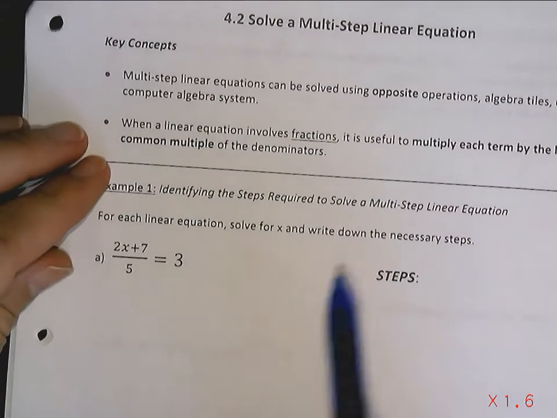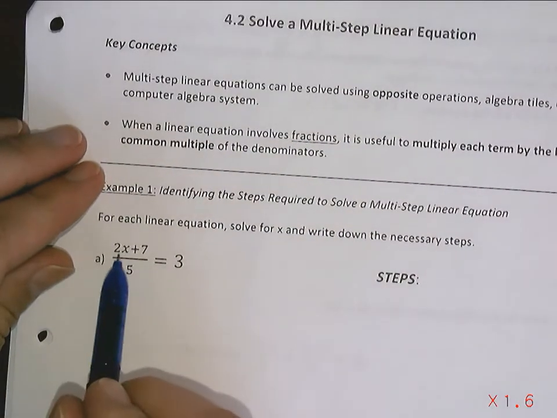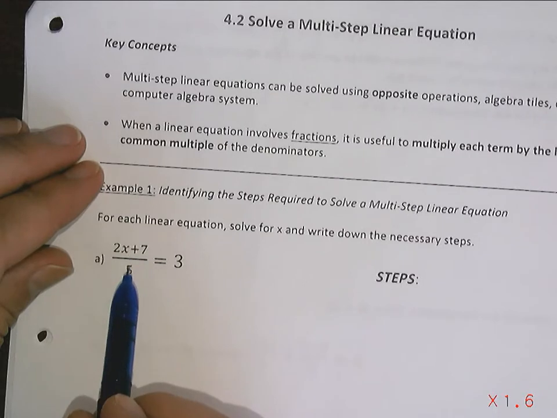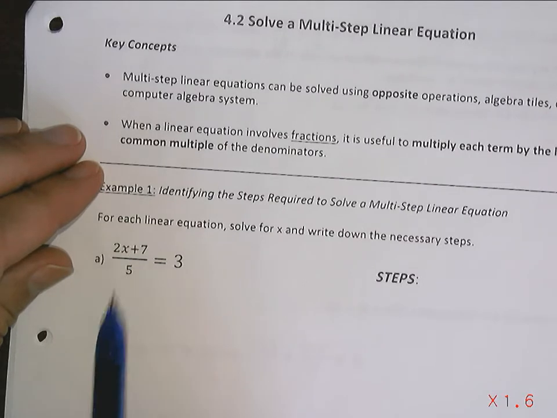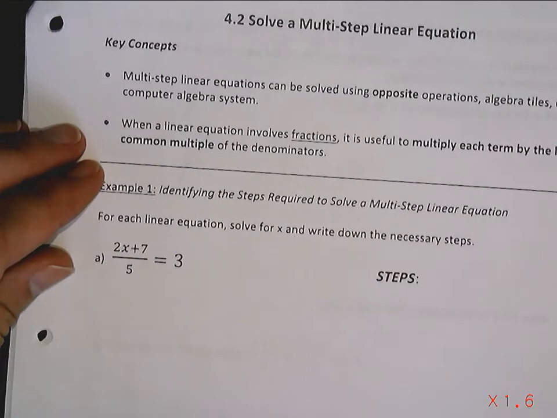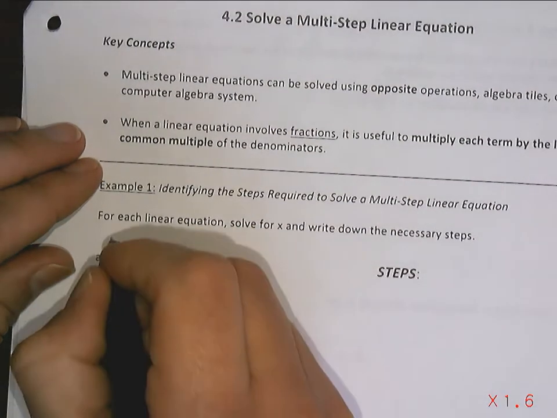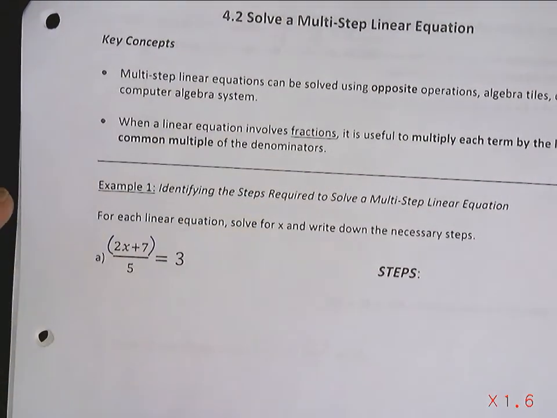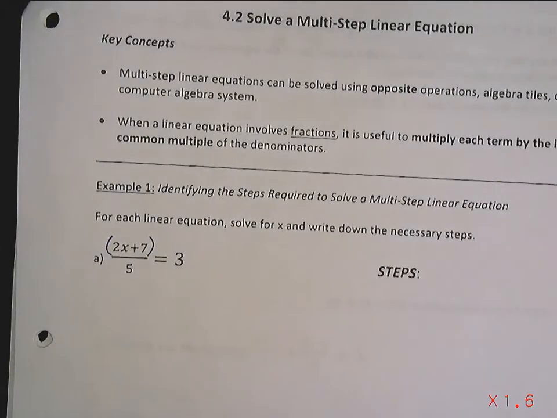The important thing to realize now is that I've got an entire expression being divided by a number. That means, and what would really help you guys is if you put brackets around it, that way you realize that the entire top stuff, the numerator, is being divided by 5.